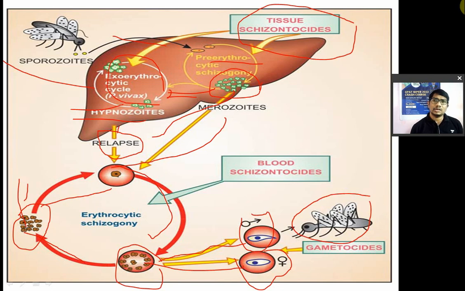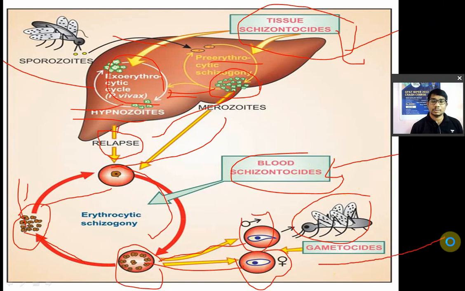Now drugs which destroy the sporozoites and merozoites present in the liver are known as tissue schizonticides. Those drugs which kill the merozoites present in the blood are known as blood schizonticides, and those drugs which kill the gametocytes are known as gametocidal.